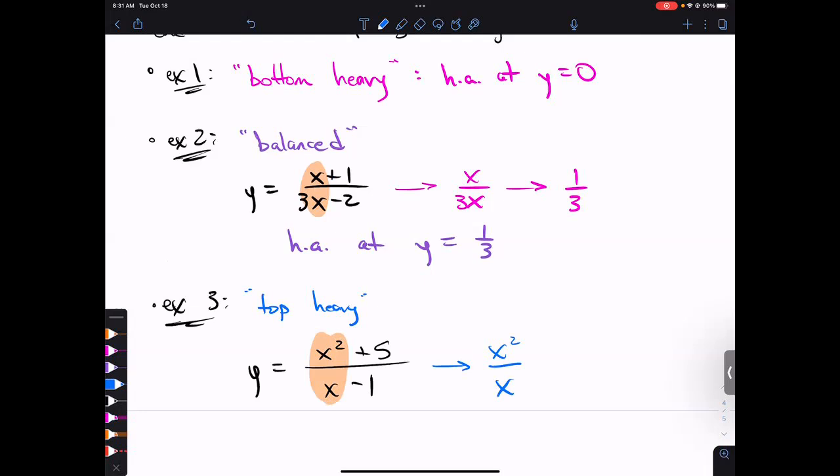Because again, far enough out, the +5 and -1, whatever lower order stuff doesn't matter anymore. So if I just take the leading terms, I get x squared over x. Can we do anything to simplify or cancel or reduce that? What would it be? Just x, right? What does that mean? The other times we got a number, right?